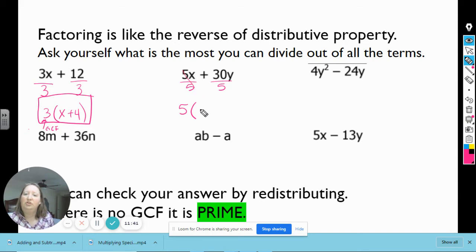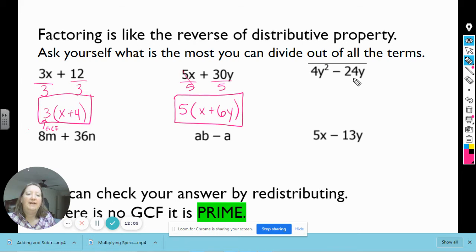Just, see how we're left with just an x, plus 30 divided by 5 is 6, and then couldn't get rid of the y, so here we go. This is our answer. Looks like the reverse of distributive property, right? Okay, out of these two, let's just look at the numbers at first.